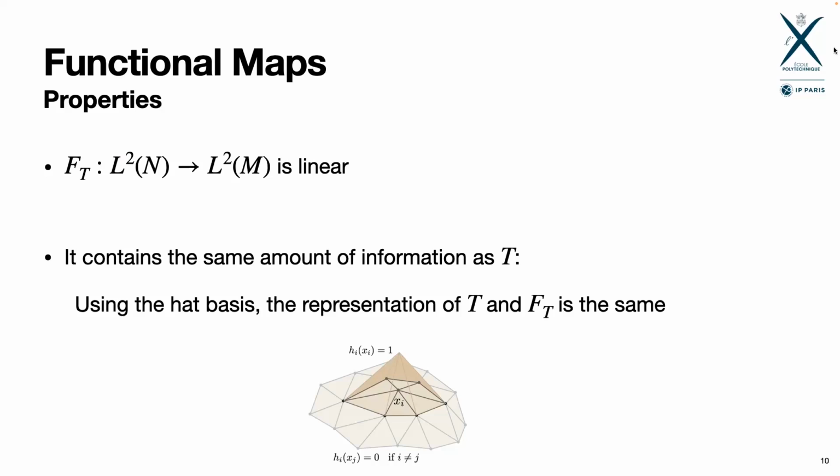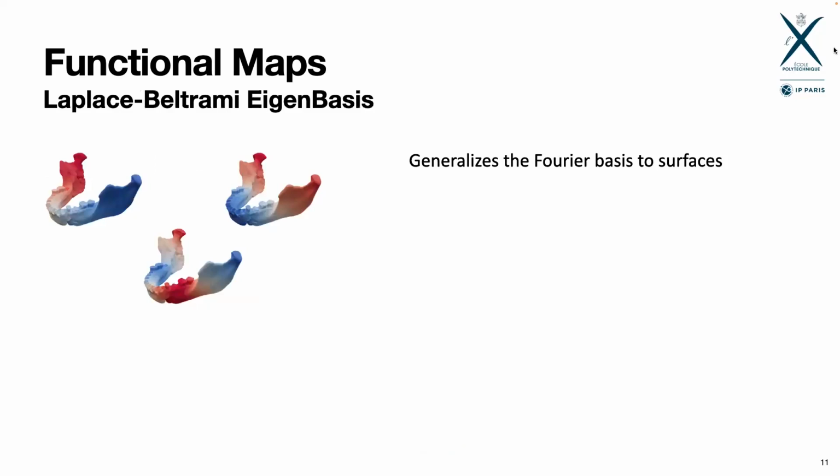One good basis we could use to describe any function we like is what we call the Laplace-Beltrami eigenbasis. It is essentially the Fourier basis, but generalized to any surface. This basis is essentially the eigenvectors of the Laplacian defined on the shape. You can define a Laplacian on a curved surface.